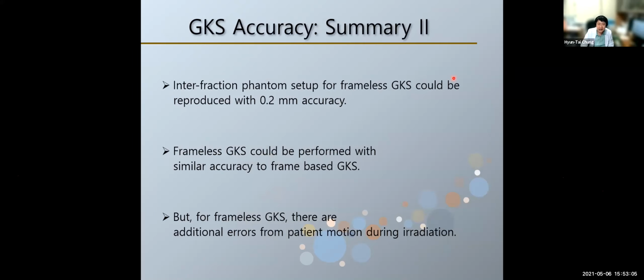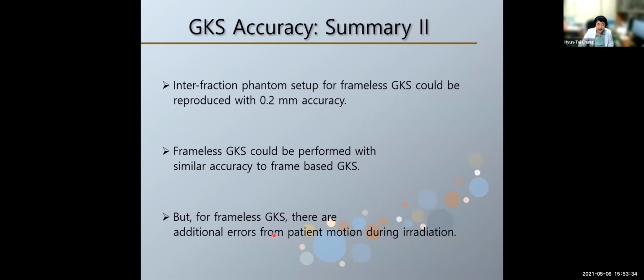So let me summarize. The interfraction phantom setup accuracy for frameless gamma knife could be achieved with 0.2 millimeter accuracy. And frameless gamma knife surgery could be performed with similar accuracy to frame-based gamma knife surgery. It is not inferior. It's my personal belief.